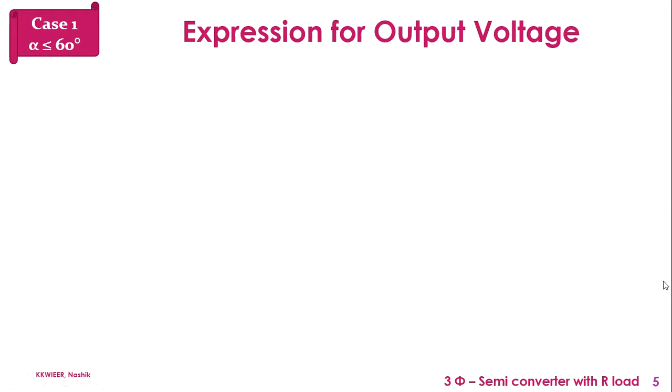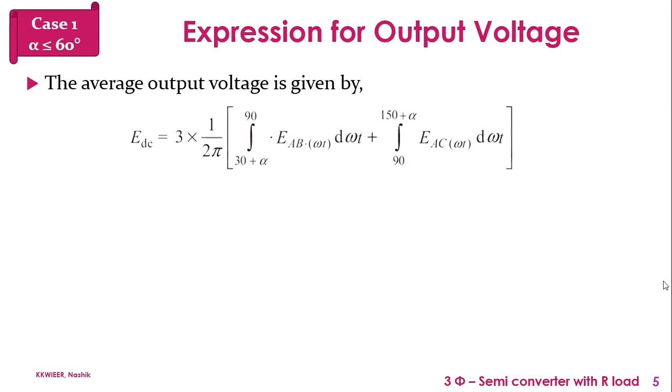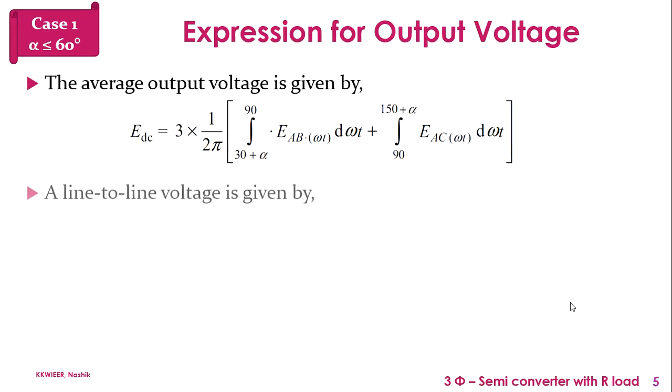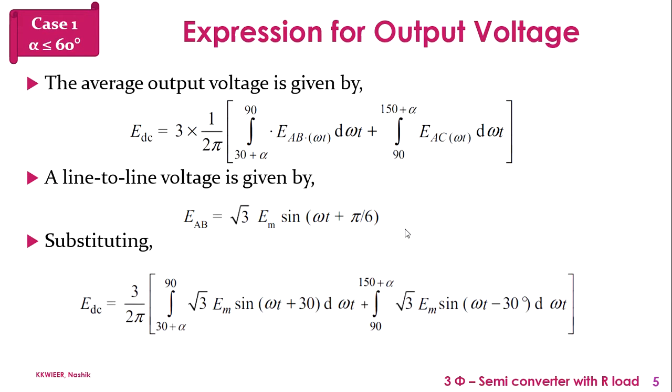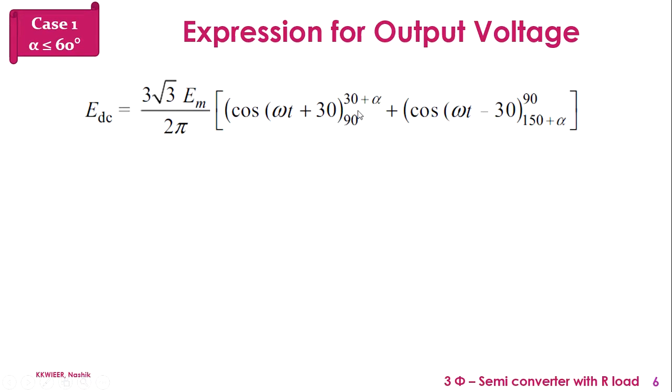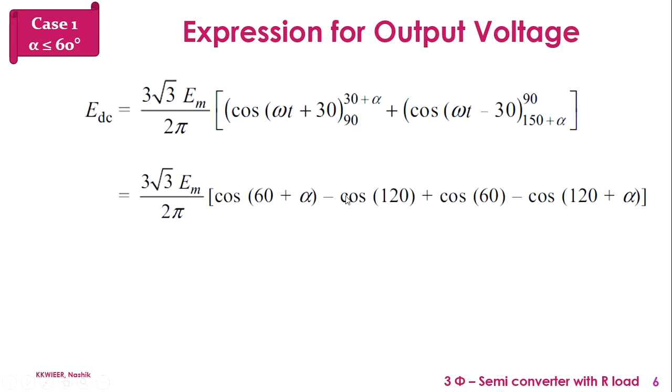Considering case 1 where alpha is less than 60 degree, the average output voltage is given by this expression. Now substituting value of line to line voltage EAB and EAC, which is root 3 Em sin omega t plus pi by 6 or sin omega t plus 30. So substituting the values of EAB and EAC, we will get this expression. Now integrating with respect to d omega t, substituting the limits, we will get this expression.